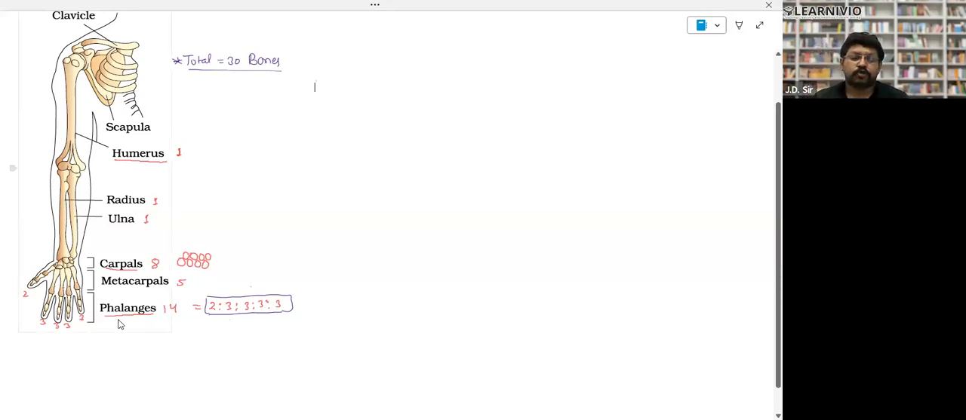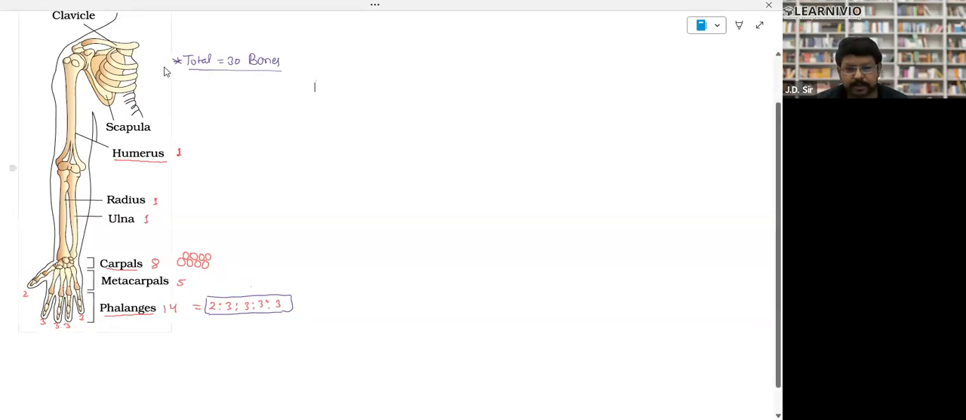Phalanges means finger. So fingers are called phalanges. These phalanges are made up of 14 bones, right? 2 thumb bones, then three bones in each. 1, 2, 3, and 4. There are three bones, right? There are total 30 bones. Tell me, is it clear or not?